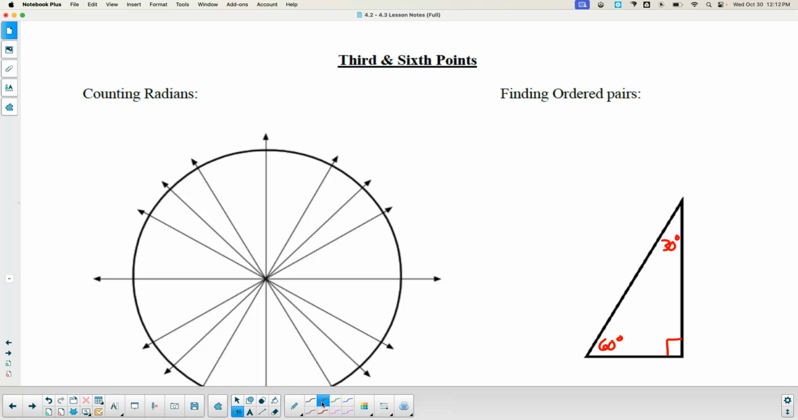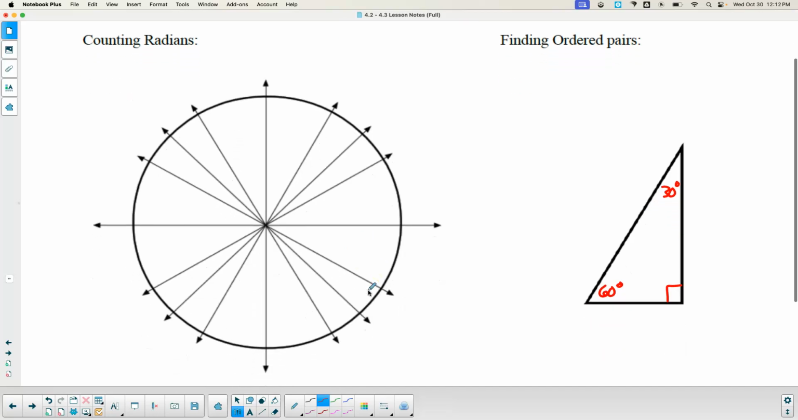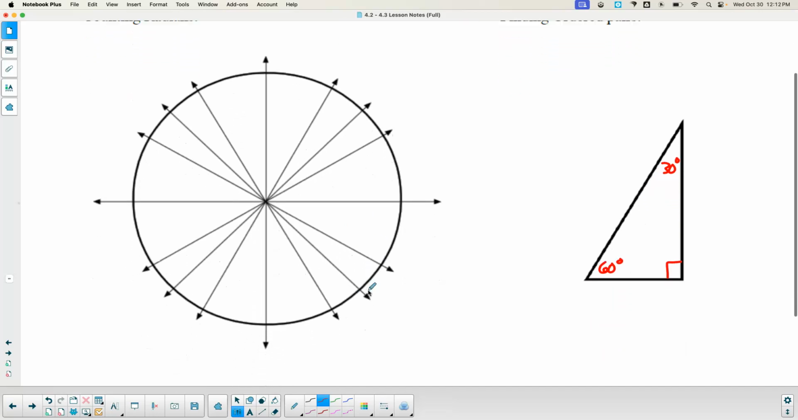Now, yesterday, we said about the relationship with the 30, 60, 90 triangle was that if my hypotenuse was 1, what were the two missing side lengths? Start with the short one first. 1/2 for the short one, and square root 3/2 for the big one. Okay.